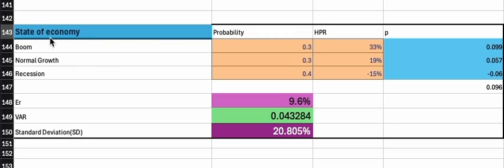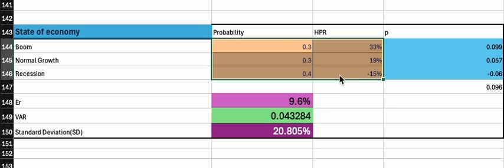This problem is going to be covering the state of economy, calculating for variance, expected return, and standard deviation. First off, we have three different groups: boom, normal growth, and recession. And then we're going to have different probabilities for each of these in this tab, and then our holding period rate, and then what we're going to do is get the probability of our 33% holding period.